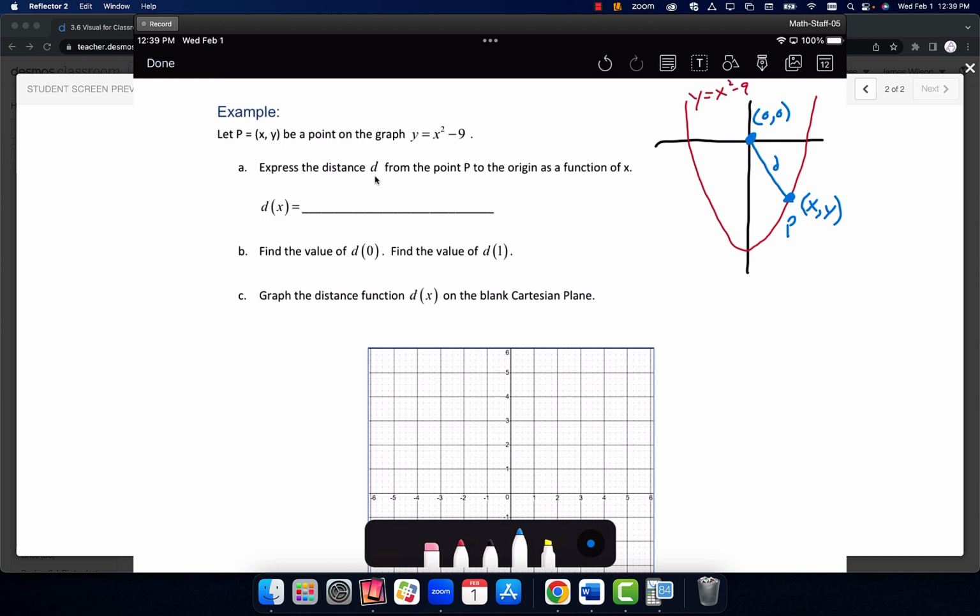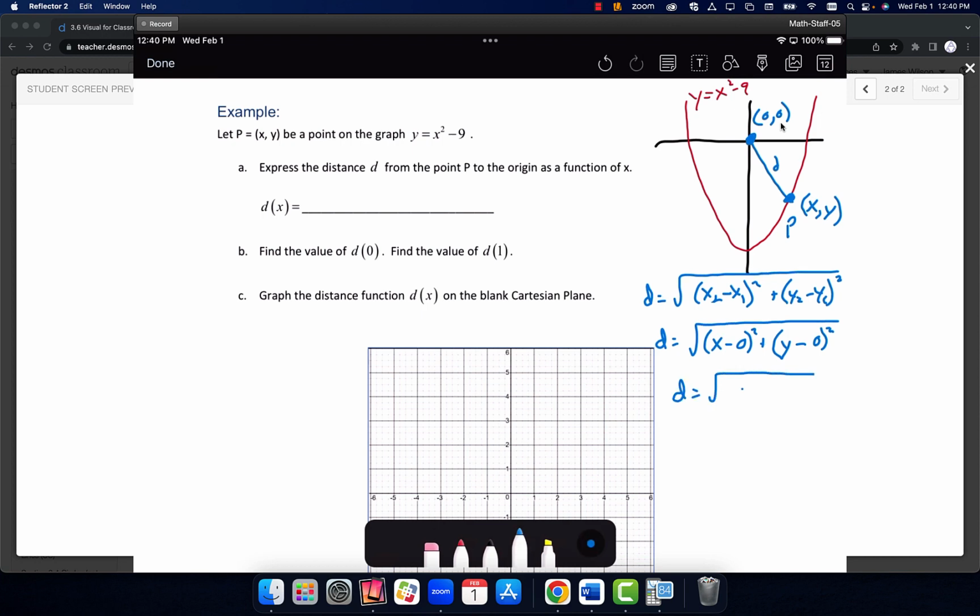Now we use the distance formula to find the distance function. D is equal to the square root of x2 minus x1 squared plus y2 minus y1 squared. So x2 in this case, we'll call it x. We don't know what the second point is. It's just an arbitrary x value. Minus x1, which is 0, squared, plus y2, which in this case is just y, minus y1, which is 0, squared. So if we simplify this, we get x squared plus y squared all under the radical.